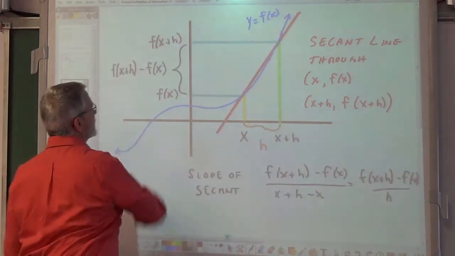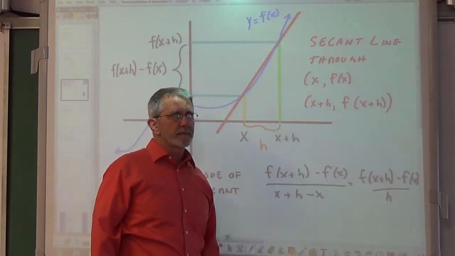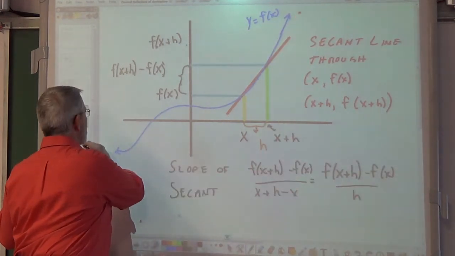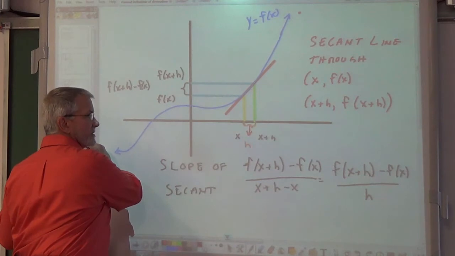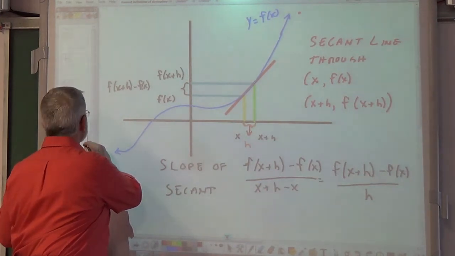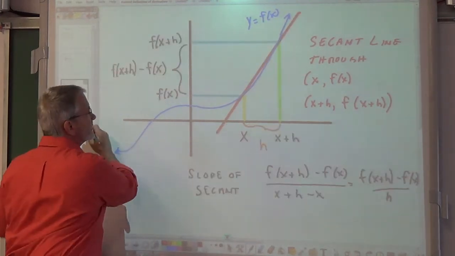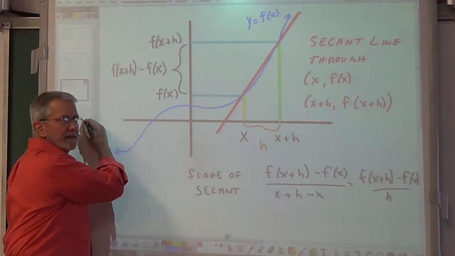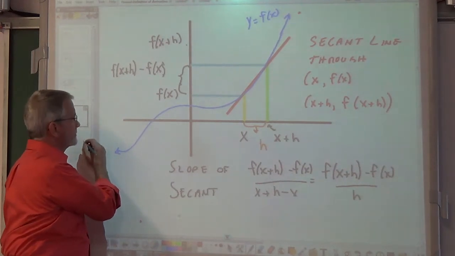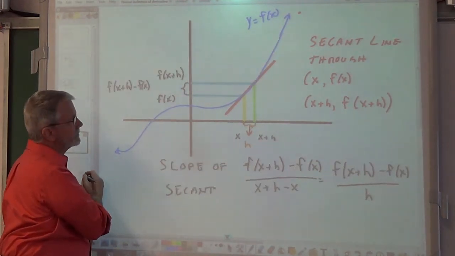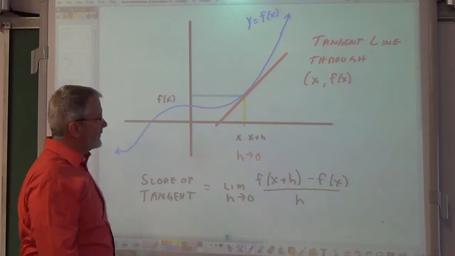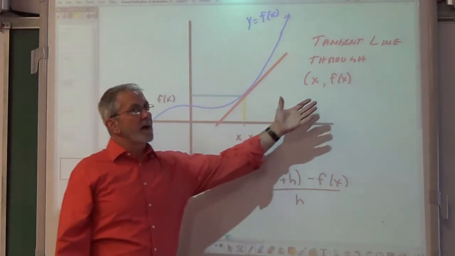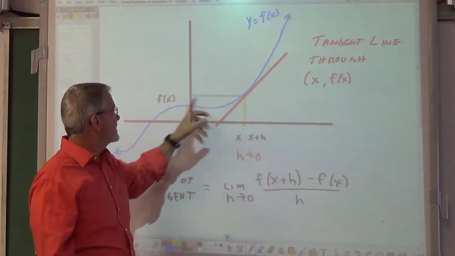So I've gone from large h, to smaller h, and smaller h yet. Well, what would happen if I continue to decrease this h? Well, that's what would happen. If I allow this h to go to 0, then I no longer have a secant line. I have a tangent line through the point x, f of x.